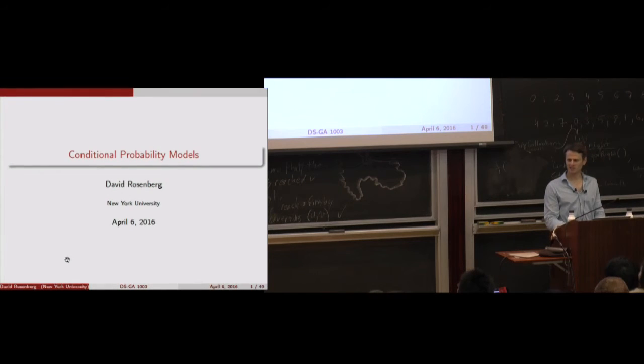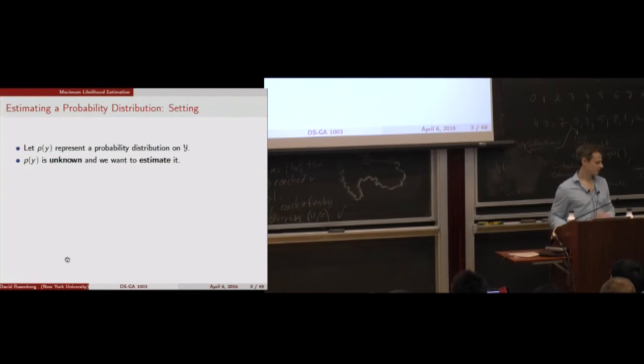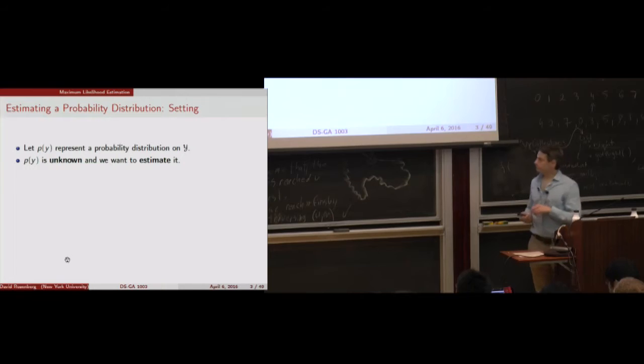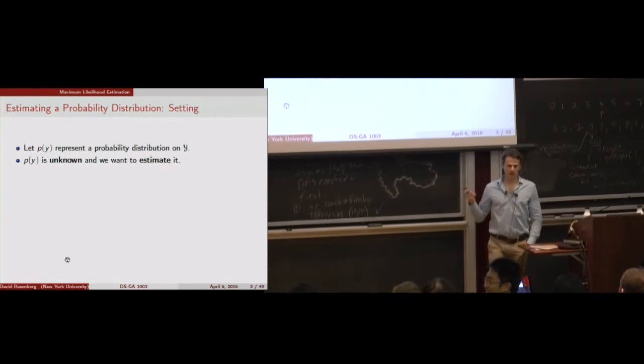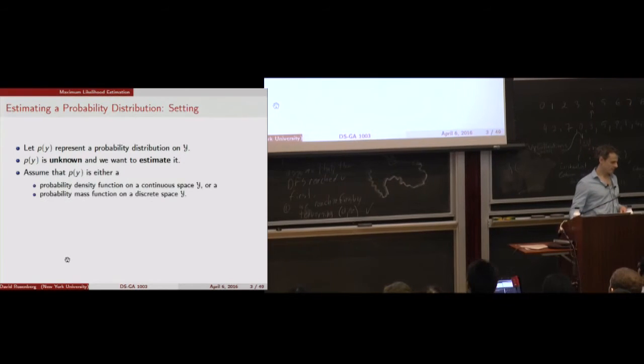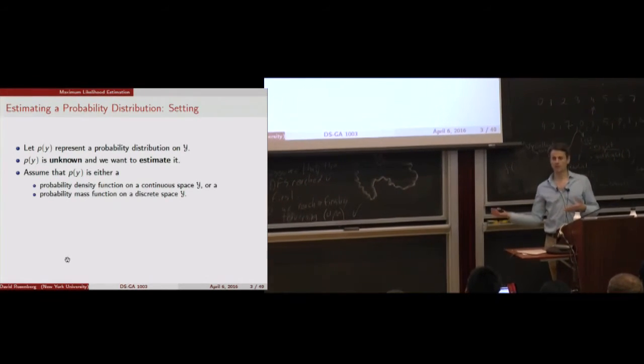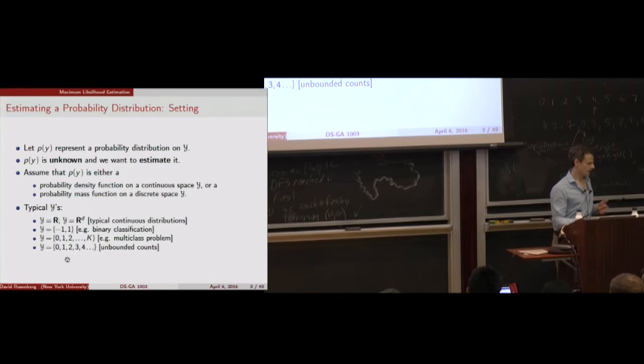You guys know about maximum likelihood estimation? All right, we haven't talked about that yet, but we're talking about it now. We're talking about probability distributions on Y, on the output space Y. It's unknown, we want to estimate it. Let's assume it's either a probability mass function or a probability density function. And so the typical Y's we've talked about.